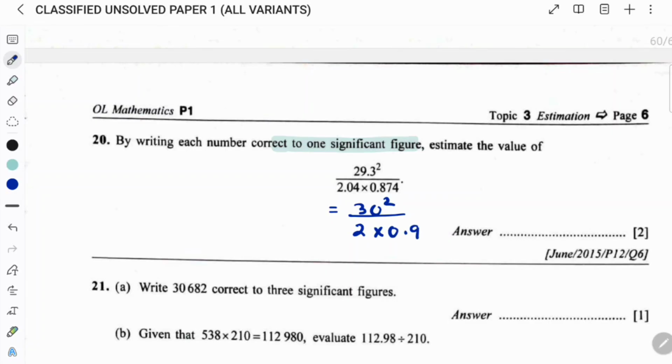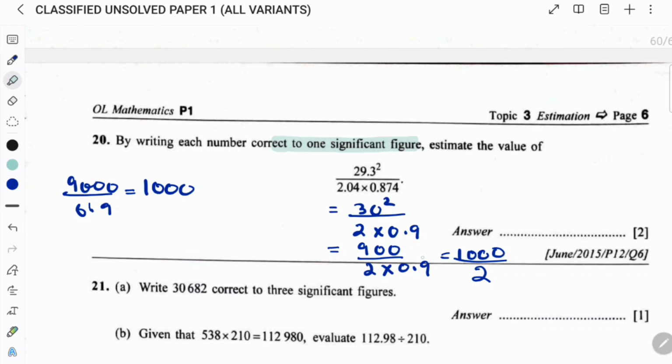Now, 30 squared means 30 times 30, which is 900, divided by 2 into 0.9. So 900 divided by 0.9, yeah, it's very easy. 9,000 divided by 0.9 is 1,000, and then 1,000 divided by 2. I replace this 900 divided by 0.9 as 1,000, so that becomes 500. The half of 1,000 is 500.